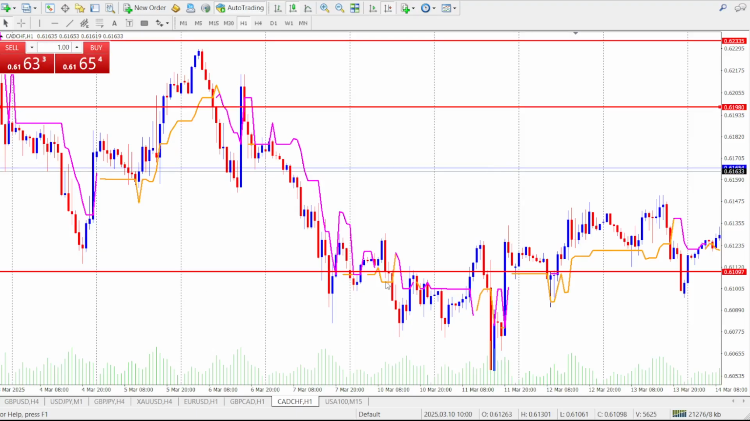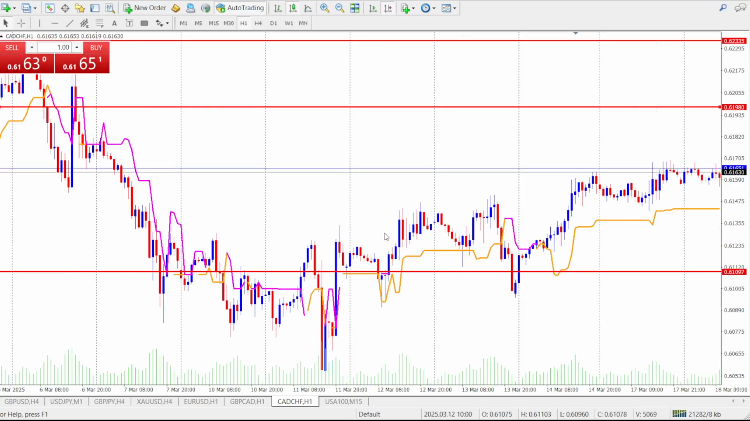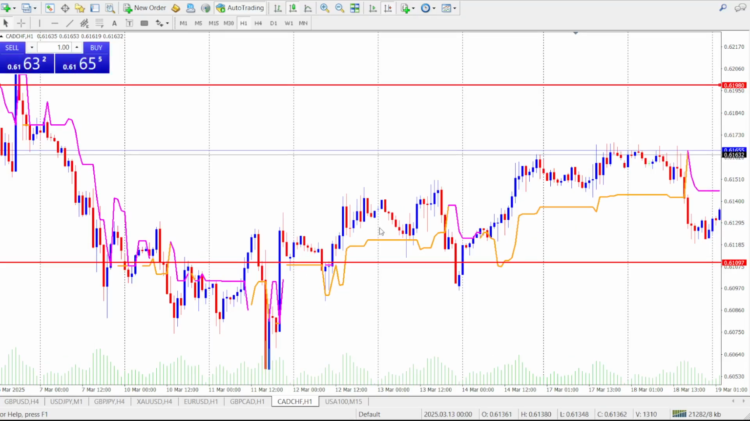Okay, so this indicator is very straightforward. If you are a trader that prefers trend following strategies, then you might want to consider adding this indicator to your trading toolkit. But if you are a trader that prefers ranging markets, then this might not exactly be the best indicator for you, because this indicator is better suited for trending markets.